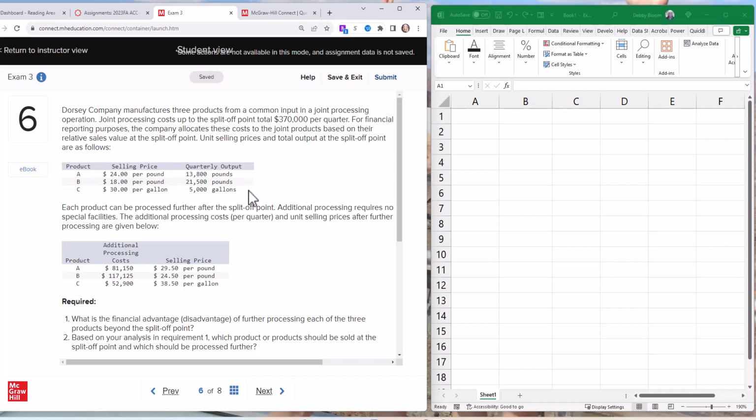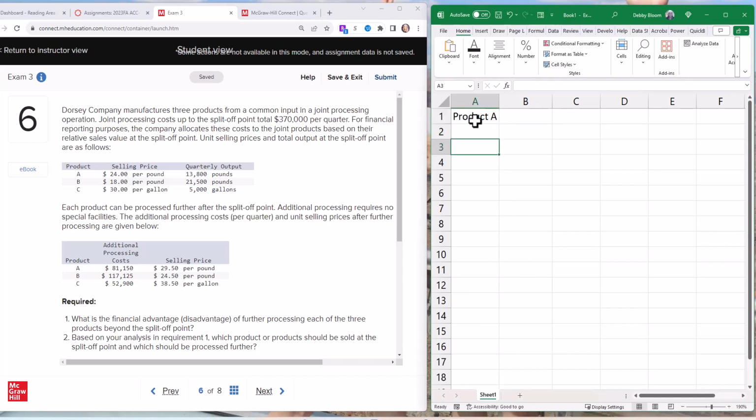So we're given each quarterly output and each selling price at the split-off point. Each product can be processed further after the split-off point. Additional processing requires no special facilities. The additional processing costs per quarter and unit selling prices after further processing are given below. So in requirement 1, what is the financial advantage or disadvantage of further processing each of the 3 products beyond the split-off point? So let's first look at product A.